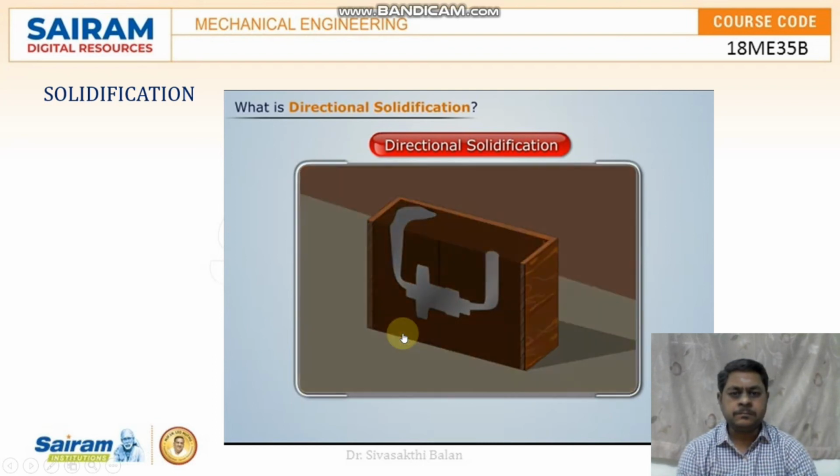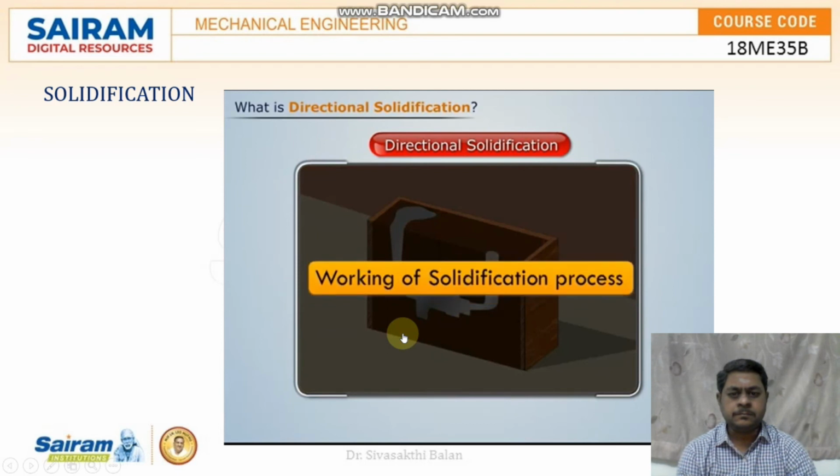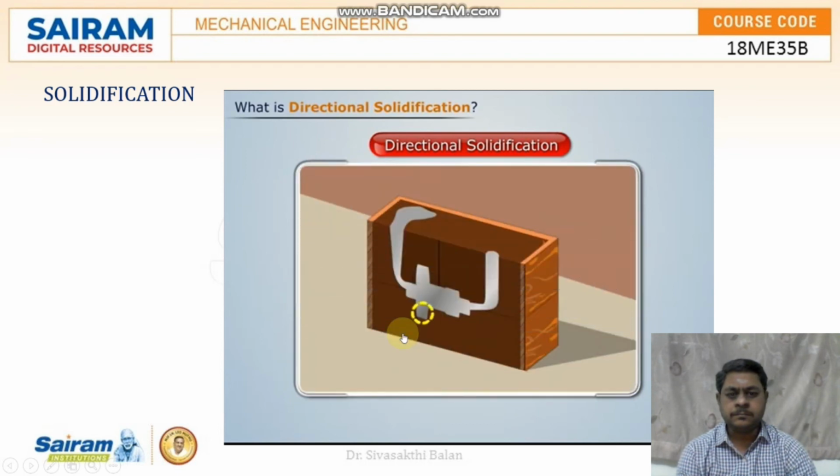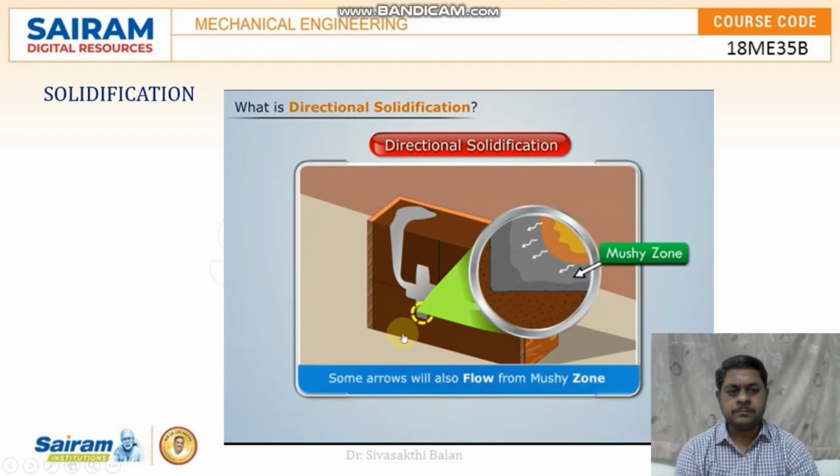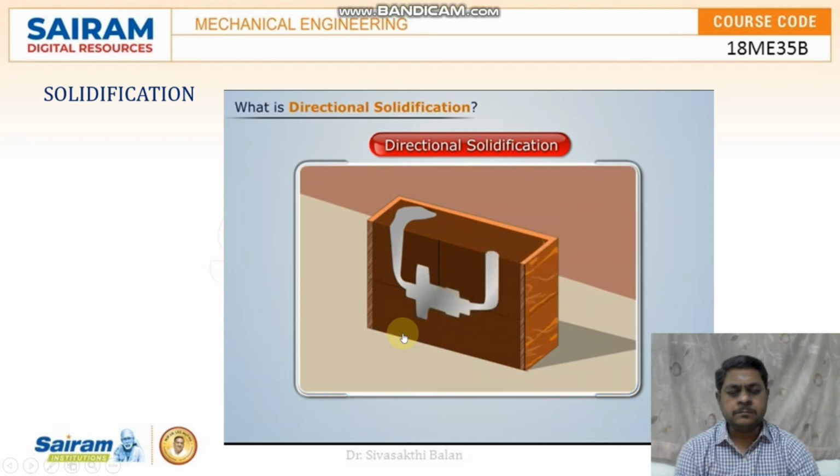Let's now place our focus on the solidification process. When the molten metal solidifies in the mold cavity, it creates voids inside it. These voids are filled by the liquid metal that flows from the mushy zone and liquid zone. Now, after the mold cavity solidifies, the molten metal solidifies at the riser.